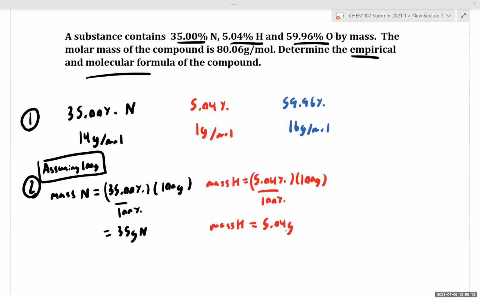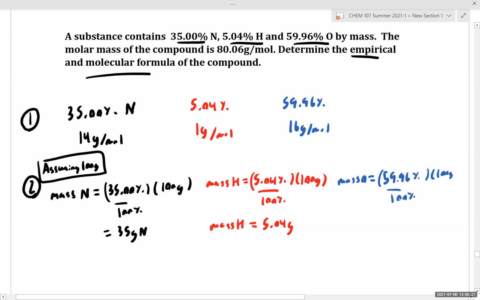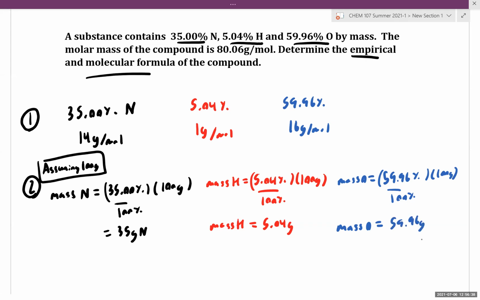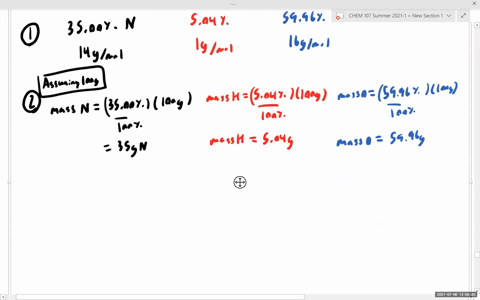Finally, they calculated the mass of oxygen as 59.96 grams. So we have our mass percentage of 59.96% over 100% times 100 grams. And that in turn gives us a mass of oxygen of 59.96 grams. Okay, so we're making progress.